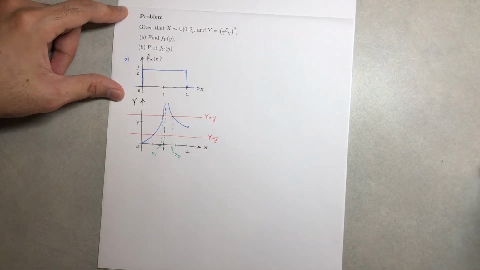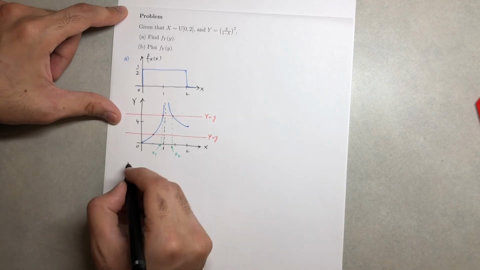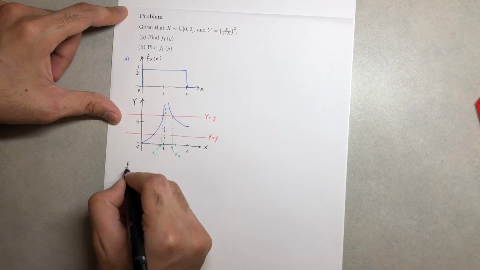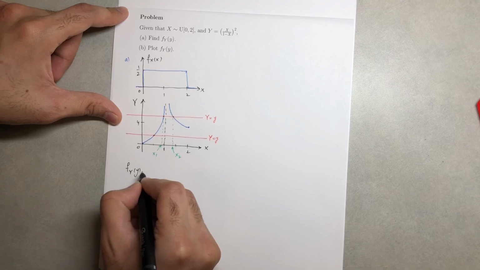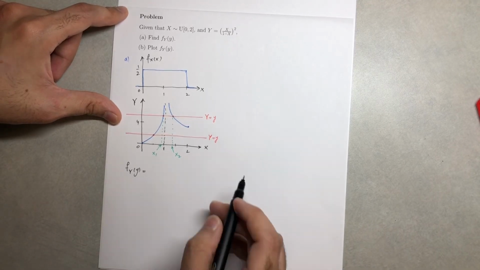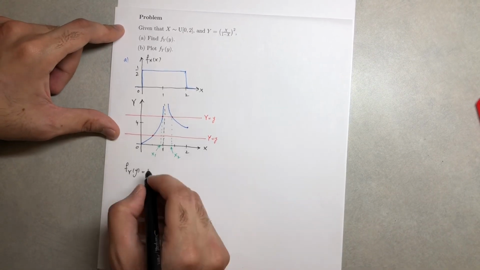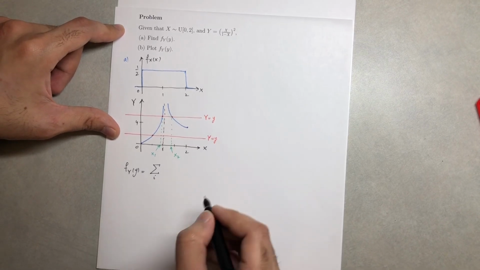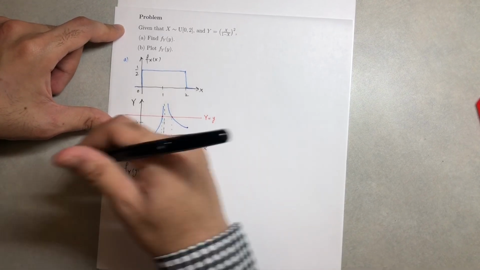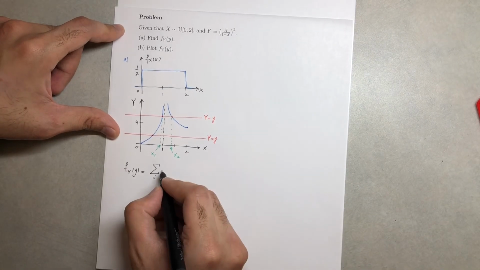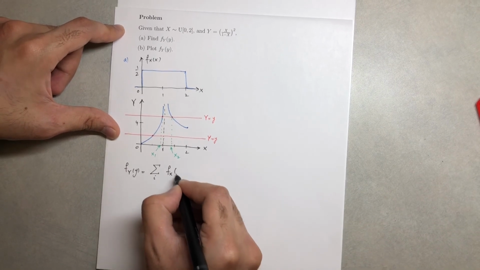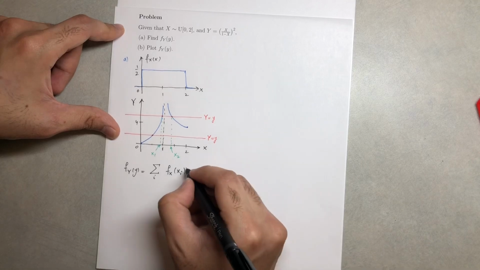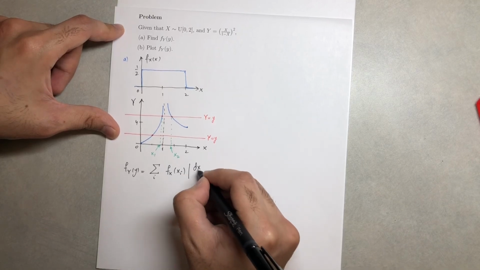And now just to find the density, we know that the formula to find fy of y, if there is a continuous transformation of y from x, is simply the sum over i, where i is the number of intersections with the line y equals small y, of fx of xi times dxi over dy.